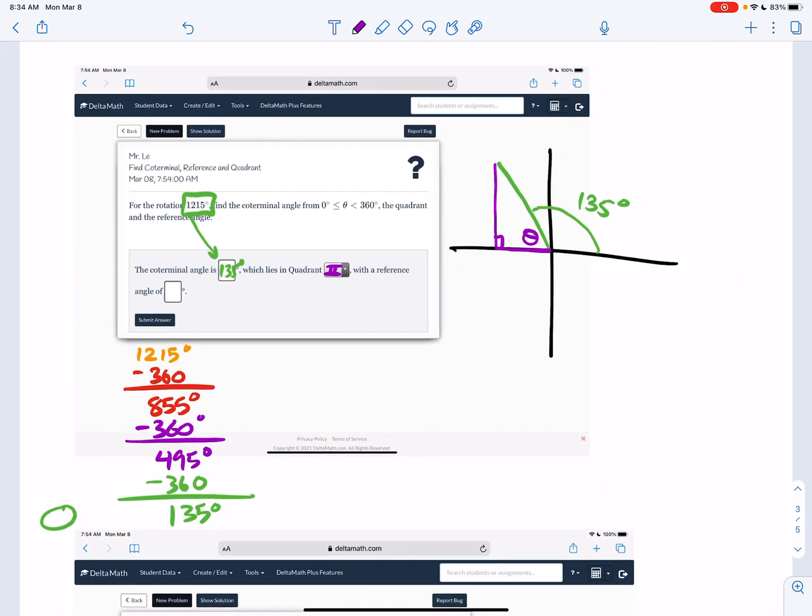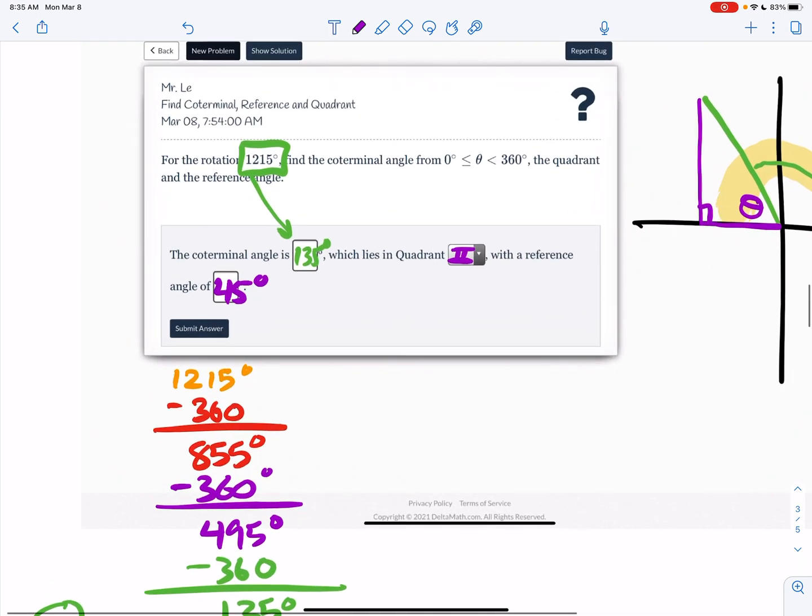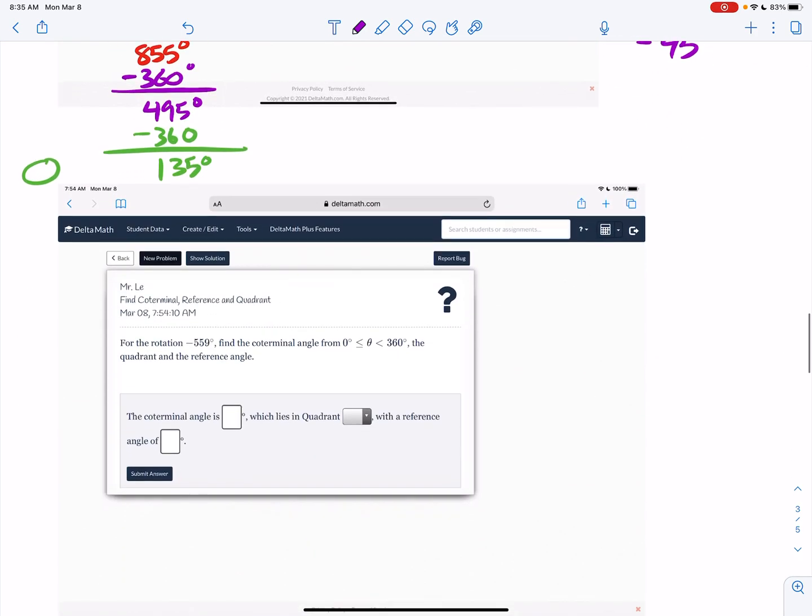So the reference angle. How do we find the reference angle? I know that this here is a semicircle, so that's 180. So they're supplementary. So theta has to be 180 minus the 135. That'll give me the leftover, which is 45 degrees. And that's it. Let's try a couple more and then we'll be on our way.